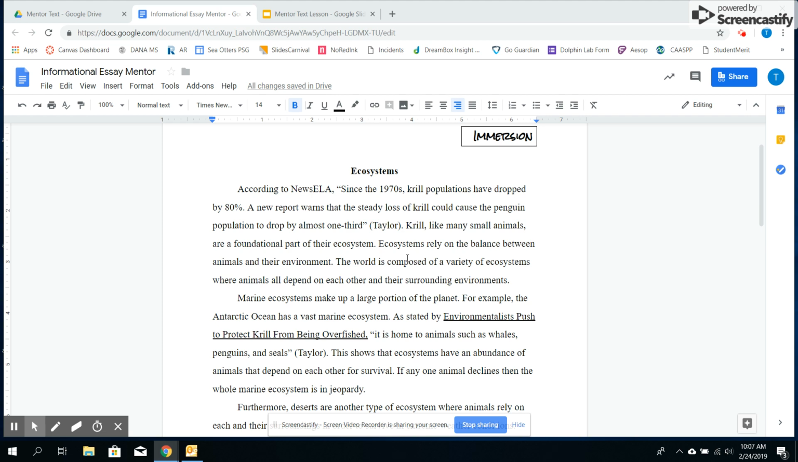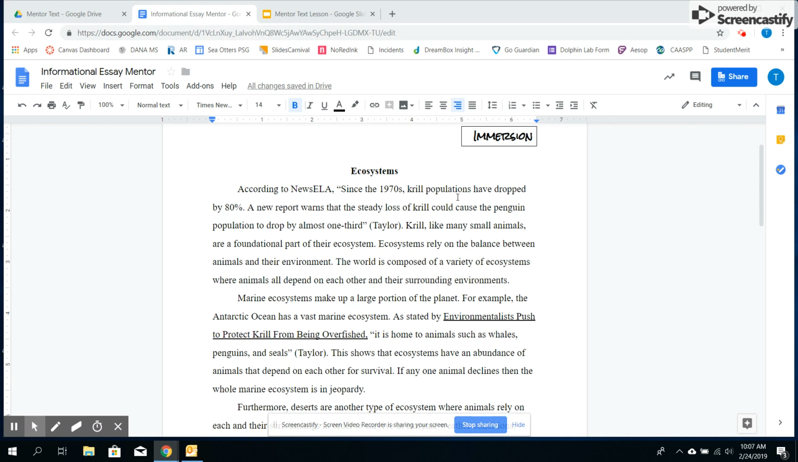Hi, Otters. Today we're going to be starting the immersion process of the writer's workshop while writing informative essays. Remember, in the immersion phase, we are trying to read a mentor text to really learn something meaningful about the craft moves, about the purpose that the author had in writing this, and really in the way it's organized.